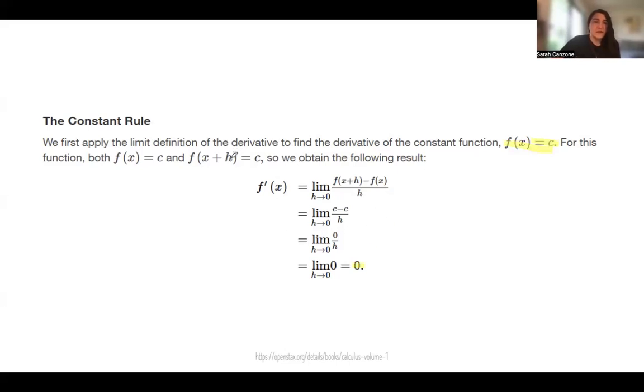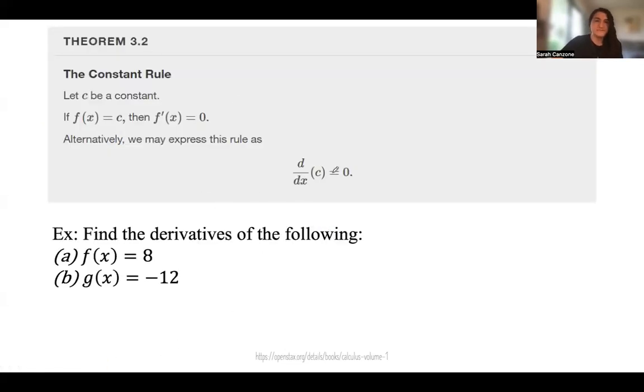So for some constant c, you can't plug anything in. So f of x plus h is c and f of x is c. So when you plug it into the formal definition of the derivative, that's just c minus c, which is 0 over h, but 0 over anything is just 0. So that's the limit of 0, which is just 0. So this actually is a really easy way to prove that the derivative of a constant is going to be 0.